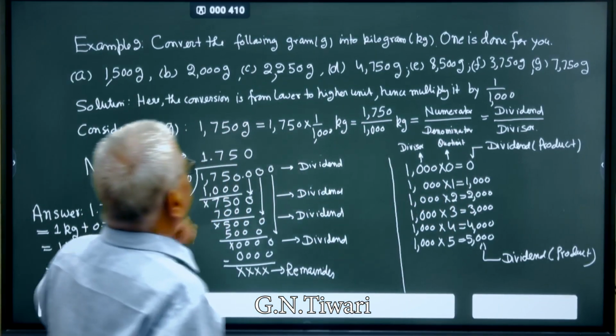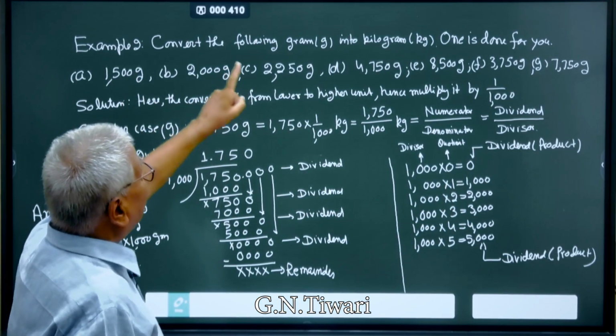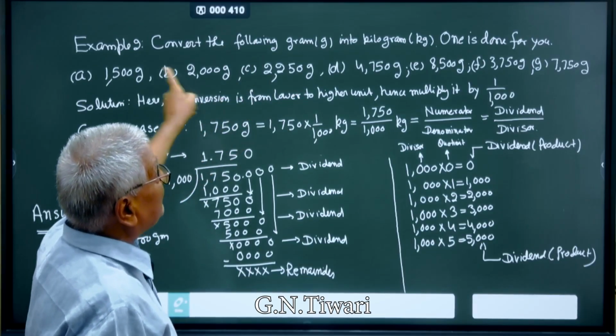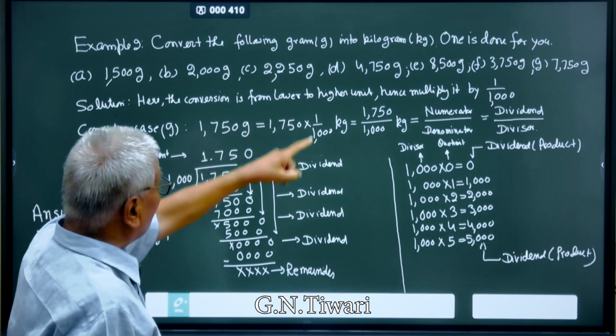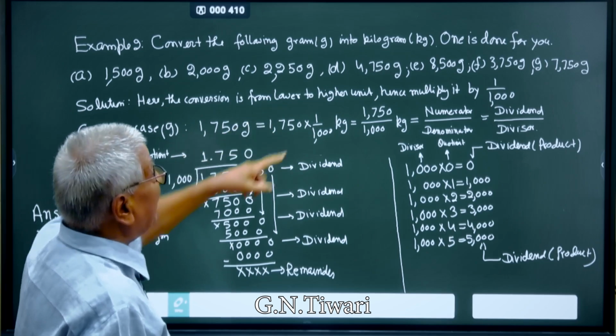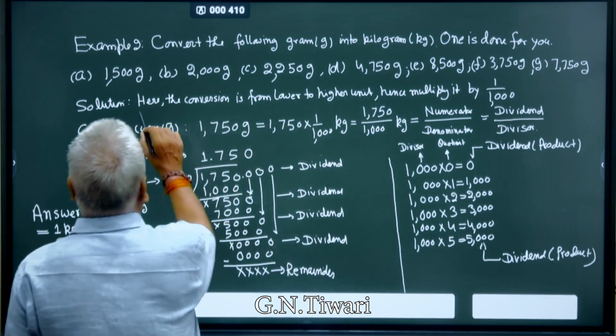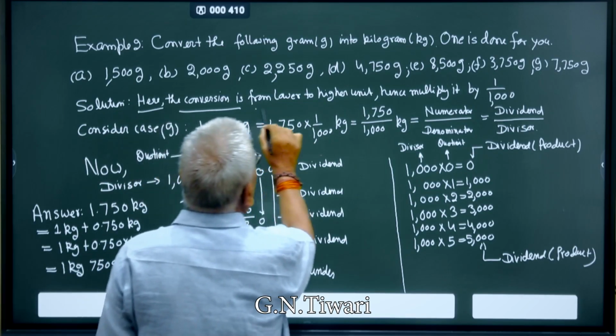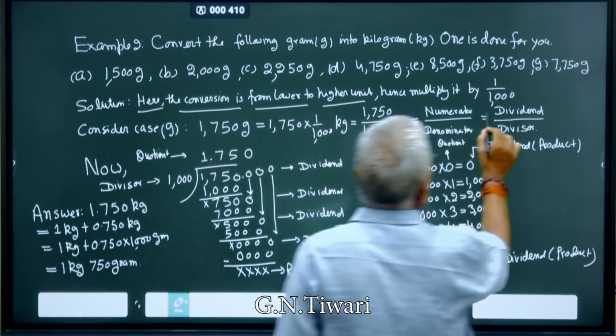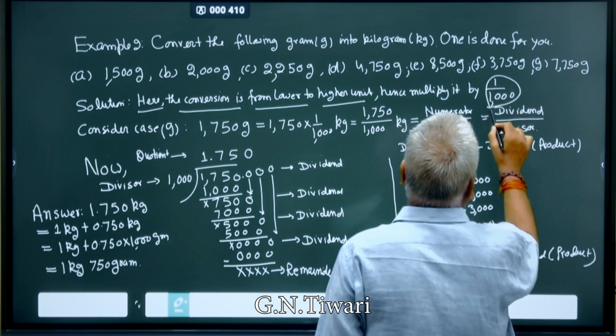Just see here, convert the gram into kilogram. So in that case, what will happen? It is from lower unit to higher unit, so you have to multiply it by 1000. All the cases have been given here, and I am just taking the conversion from lower to higher unit. Hence you have to multiply it by 1 into 1000.